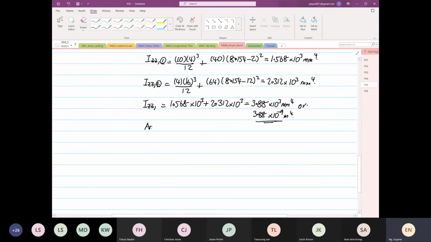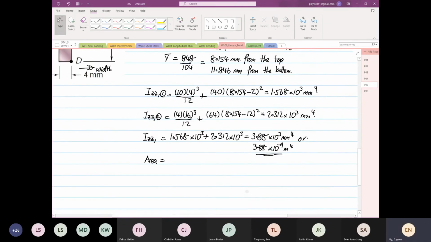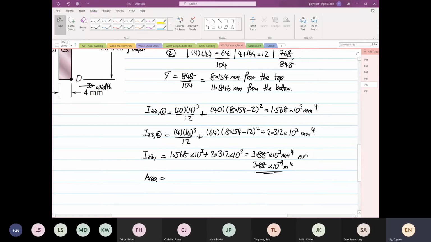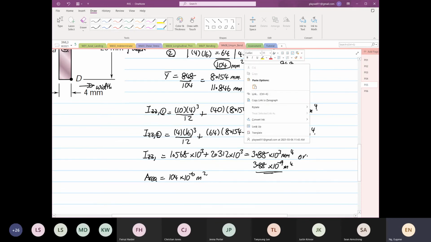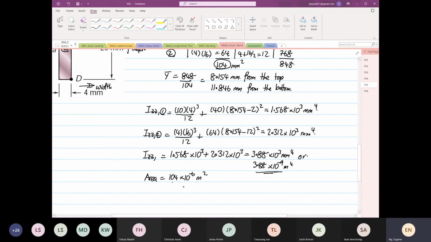All right, area in fact we have found already. So area is equal to 104 times 10 to the power minus 6 meters squared. I got it from here. This is millimeter squared, so change to meter squared.